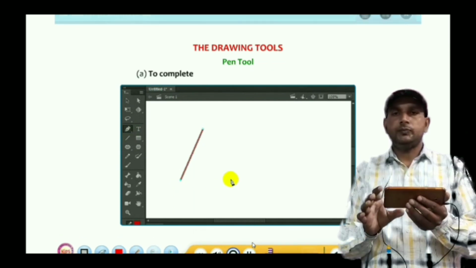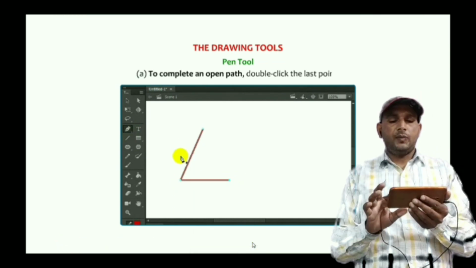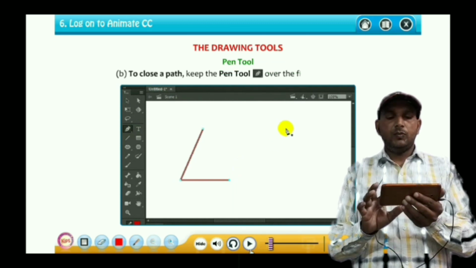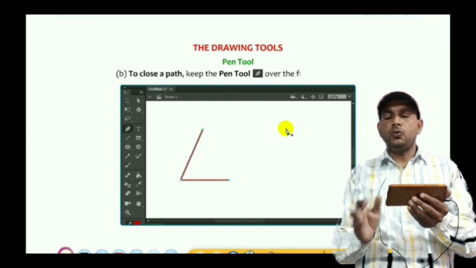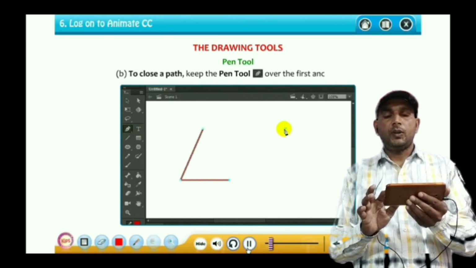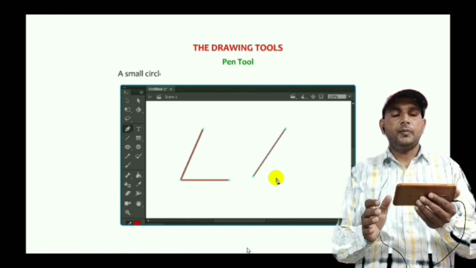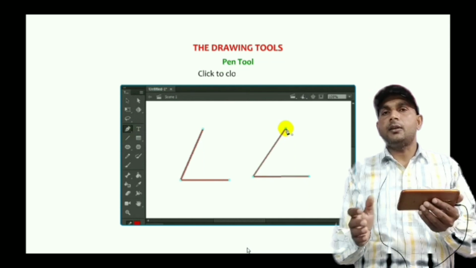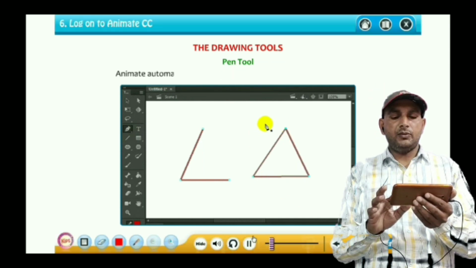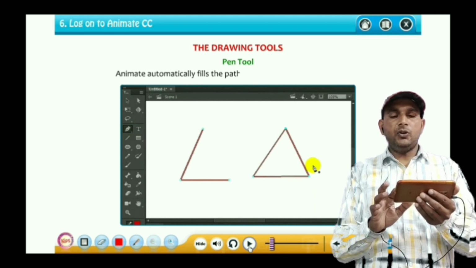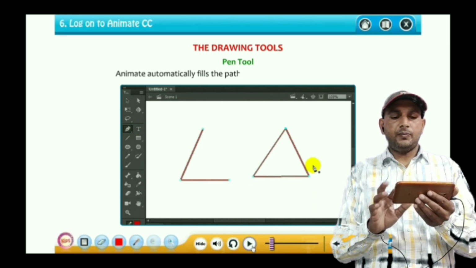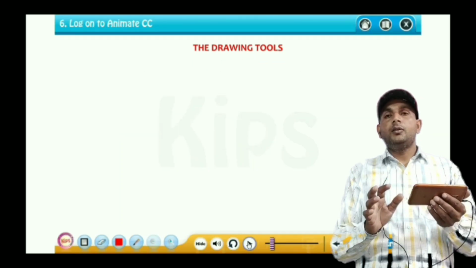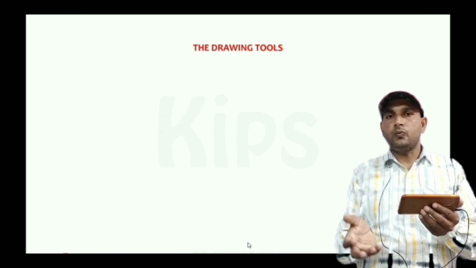To complete an open path, double click the last point. To close a path, keep the pen tool over the first anchor point. A small circle will appear next to the pen tip when it is placed directly over it. Click to close the path. Animate automatically fills the path once it becomes a closed outline, so it closes the path automatically.